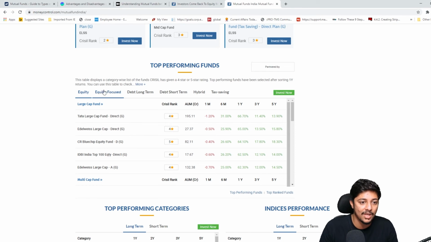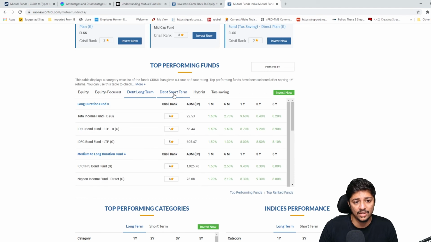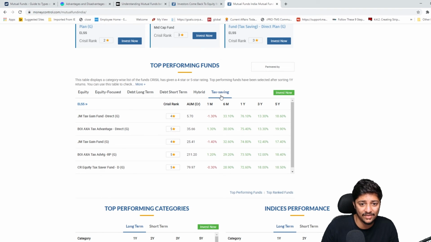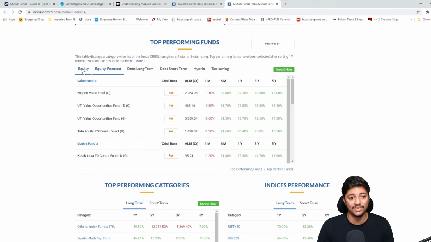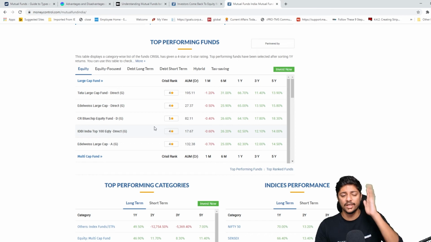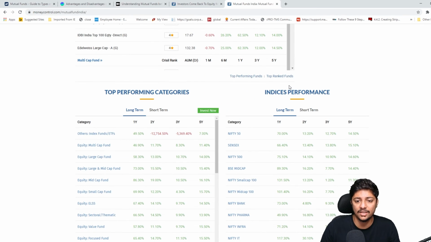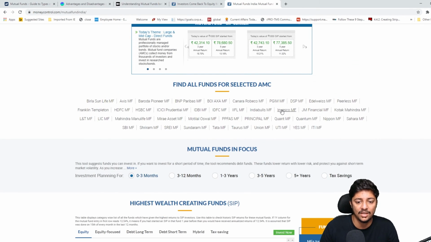I don't know what is good, because there are so many: equity focused, debt long term, debt short term, hybrid, tax saving. These are the ELSS ones. Okay, then there is G, there is D. There are so many different things here as well. So a lot of people do get confused. Top performing categories, indices performance, etc.